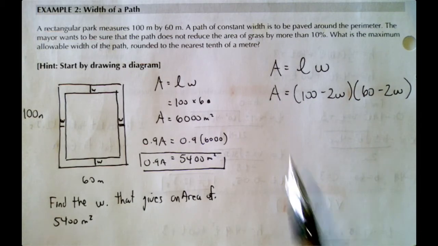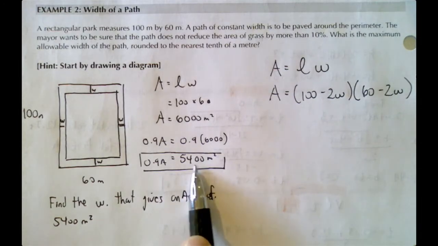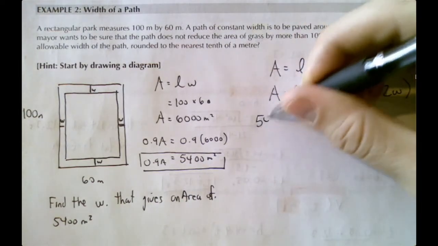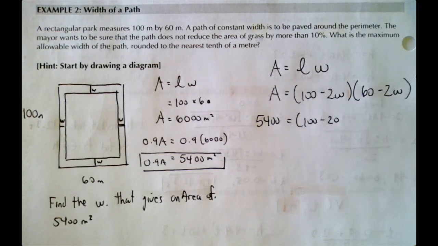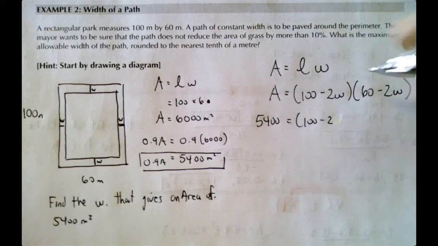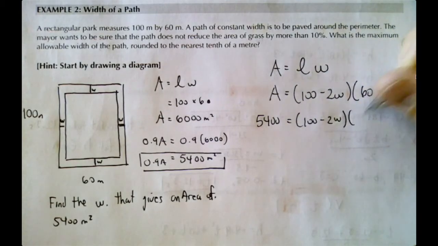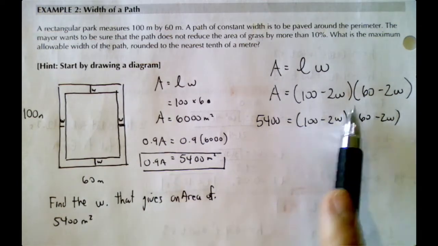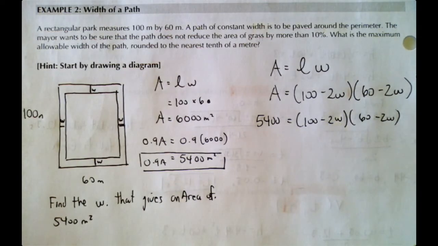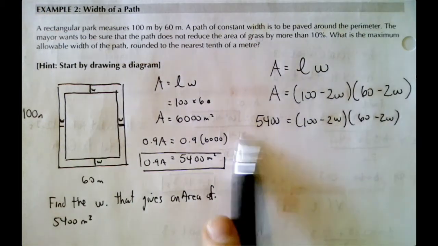And what do we know? Well, we know that the area that we need is 5,400. So now we have an equation, and all we need to do is solve the equation. Now, the hardest part of this example is getting it all set up, taking all that information out of the question, using a diagram to figure out how we're going to write an equation for area. That's the trickiest part. Now that we're at this point, we just need to solve it.